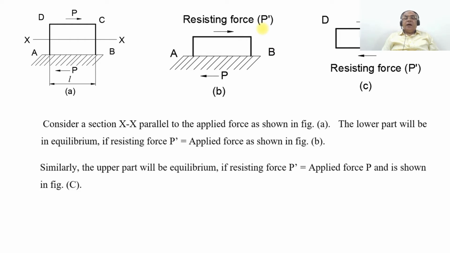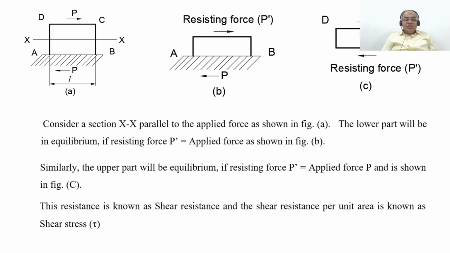Similarly, consider the upper part in equilibrium. If we take the upper part, the resisting force P dash will be equal to the applied force P, as shown in figure C. Now this body is in equilibrium because when the force P is applied at the top, which is CD, towards the right side, the body will tend to move in the right direction. But in order to keep this body in equilibrium, you have to have a force whose magnitude is equal to the applied force P. That force is called the resisting force, P dash. Since the magnitudes of P and P dash are equal, the resisting force P dash will be equal to the applied force P, as shown in figure C.